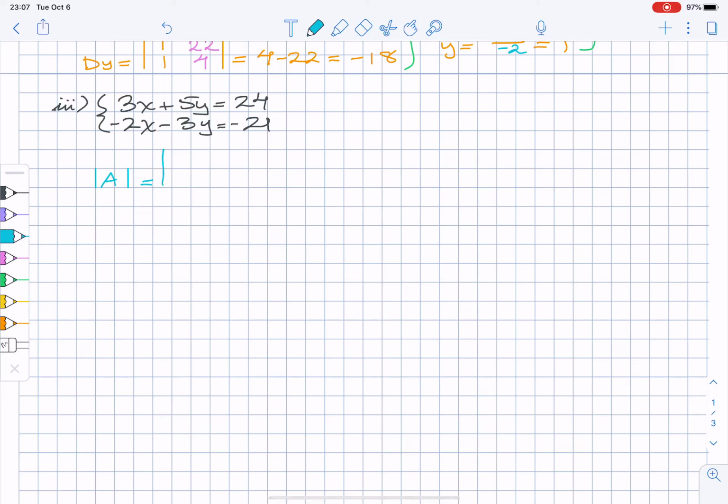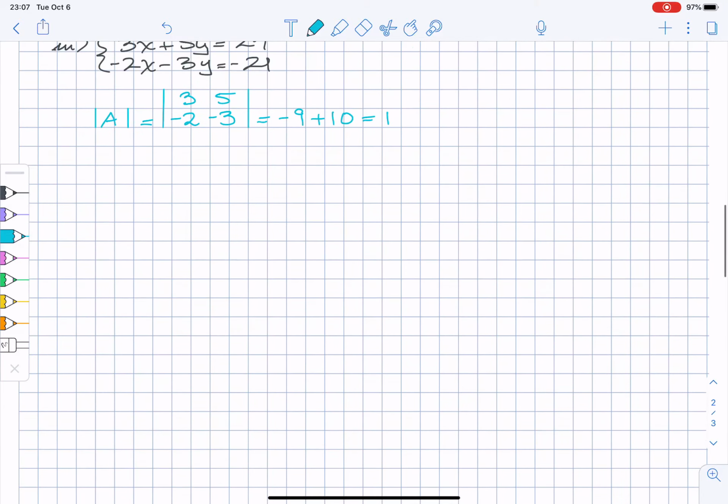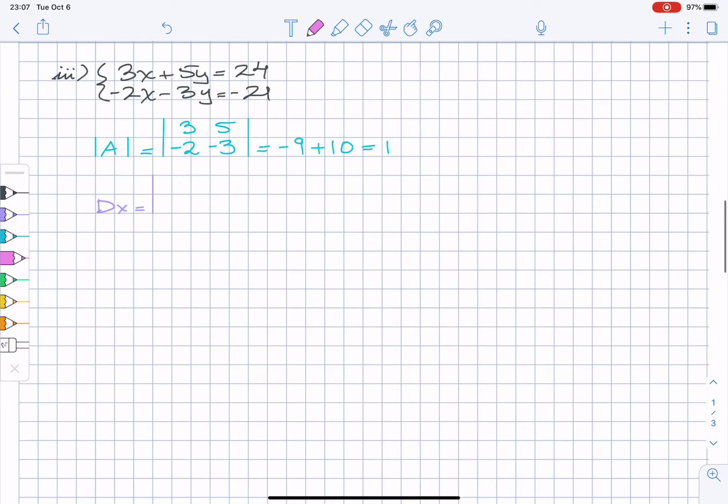of 3, -2, 5, and -3. So that's going to be -9 minus a -10. So that's going to be 1. Okay, capital D sub x is going to change out the x column in that determinant for the answers, which were 24 and -21. And keep the y's still 5 and -3.